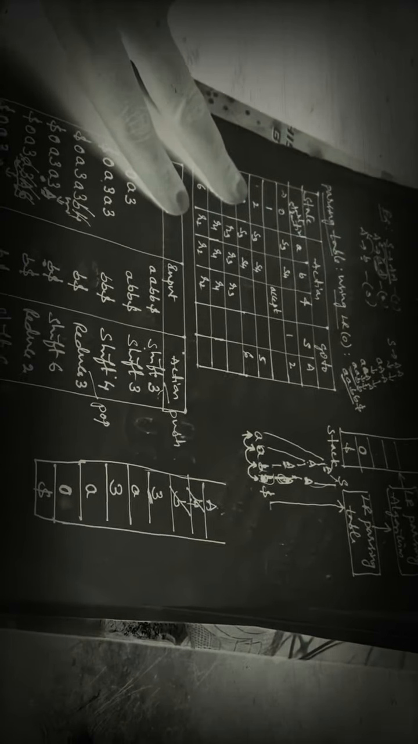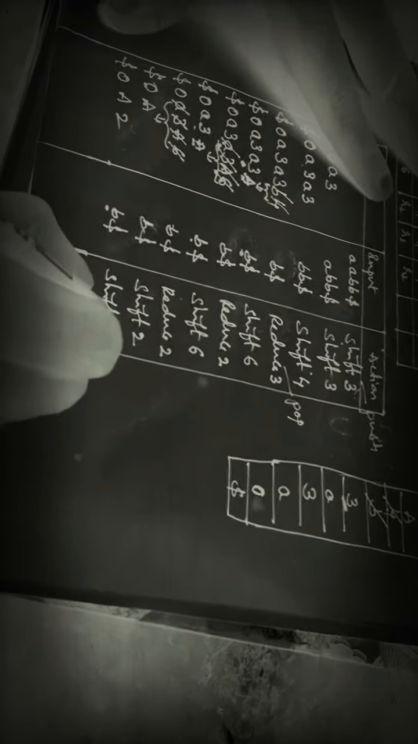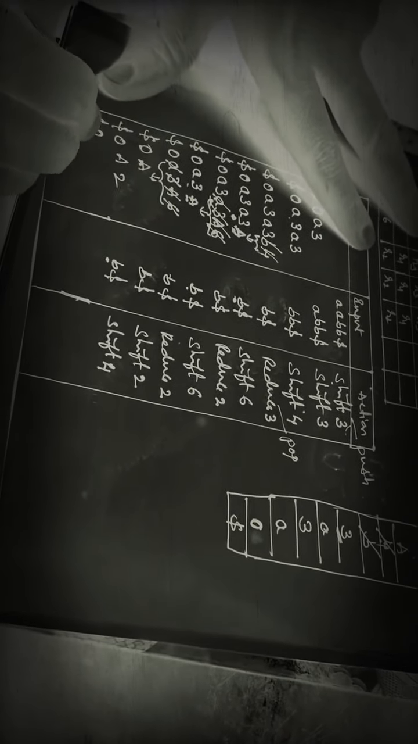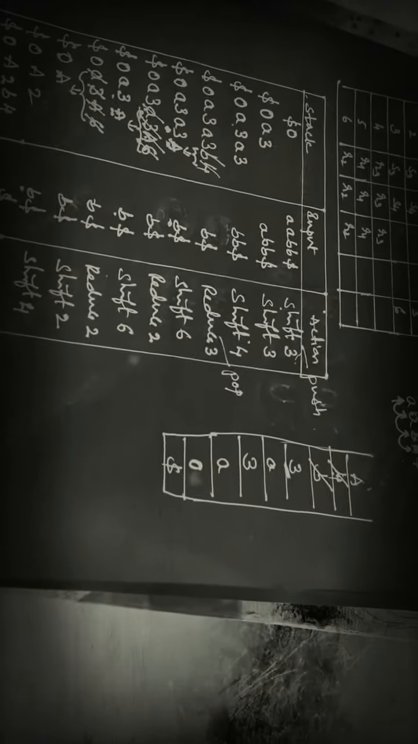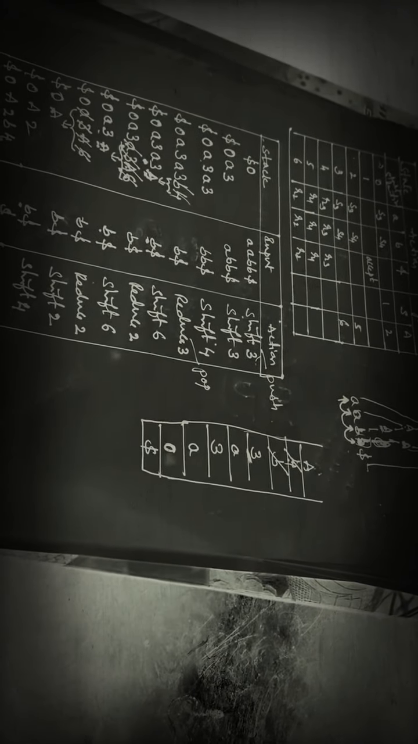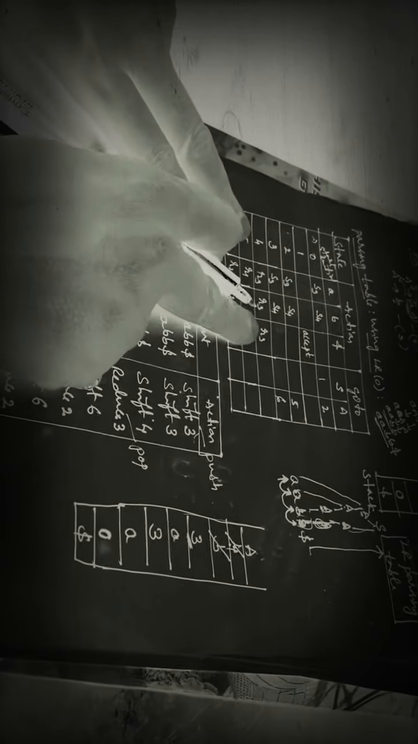So now we are going to read the last input symbol. So first we push this input symbol B onto the stack. Okay. Shift 4. Now $0 A 2 B 4. Now the input contains only the dollar. Okay. Now what is the top of the stack? Top of the stack is 4. Now we have to check 4 on dollar.